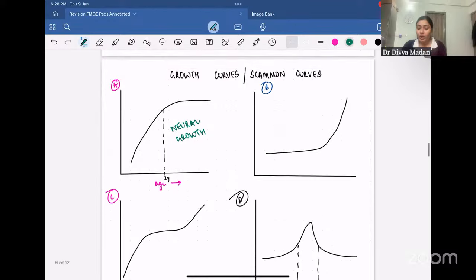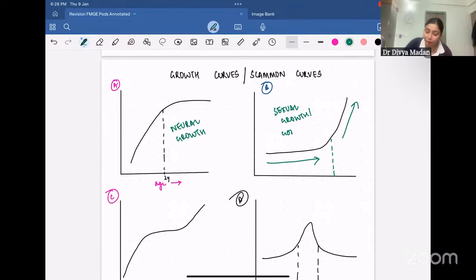Moving on to curve B. What can you see in curve B? Initially, there is little to no growth, a flat line, and thereafter there is a sudden spurt. This is seen in sexual growth or gonadal growth.